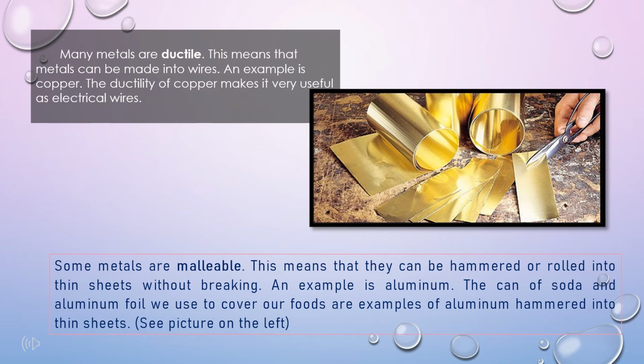Okay? Aluminum foil and then yung lata ng Coke. Okay? Coca-Cola in can, that is made up of aluminum. So as you can see sa lata, it was rolled and hammered into thin sheet. Okay? So that is malleability. And we use the word malleable to describe a metal that is being rolled and hammered into thin sheet. Okay?